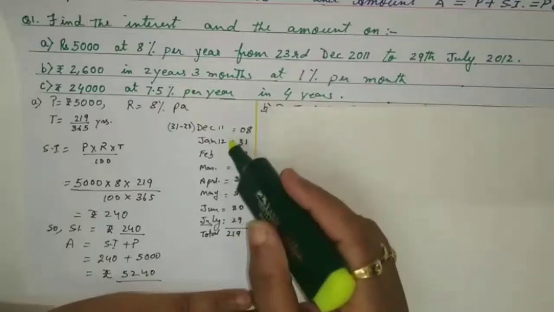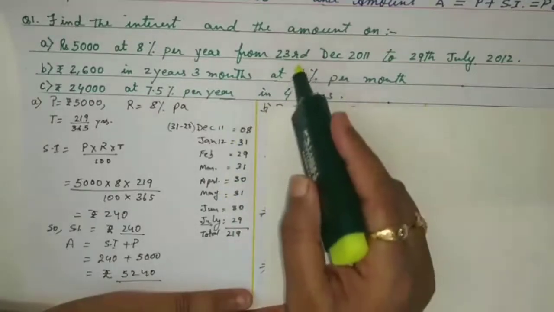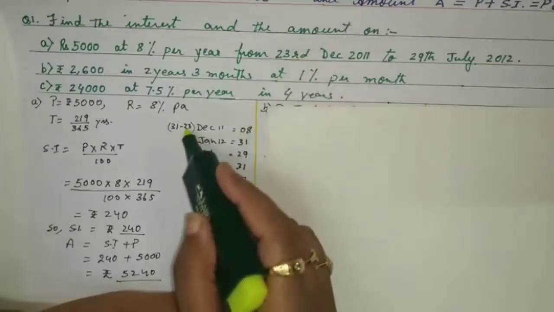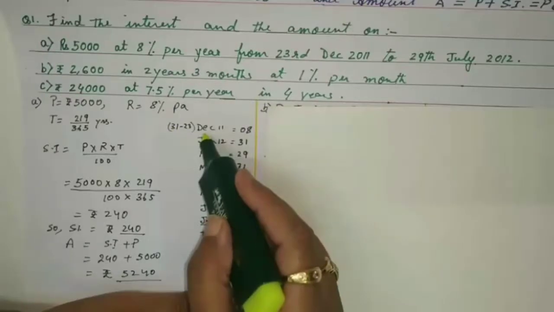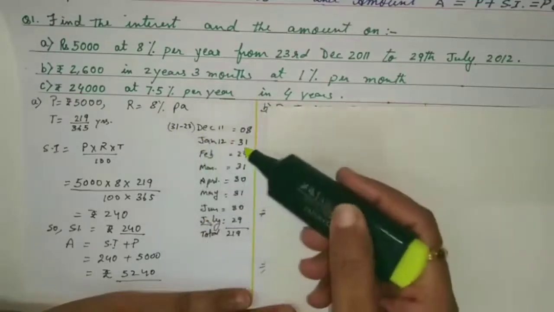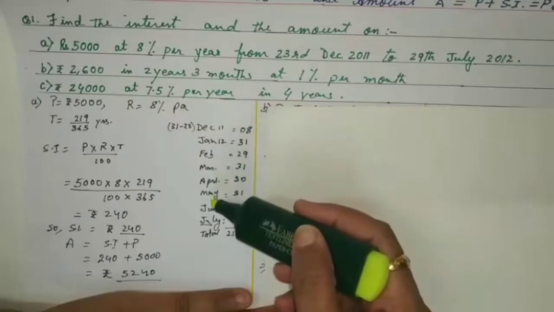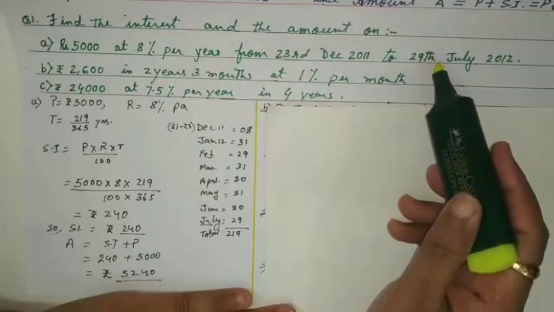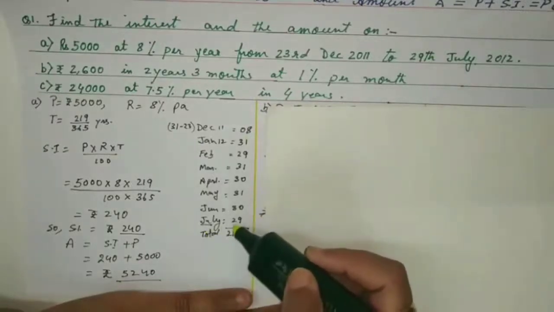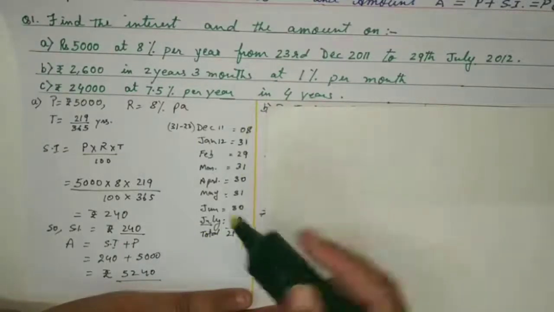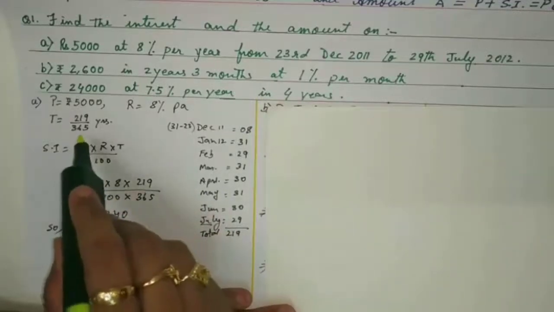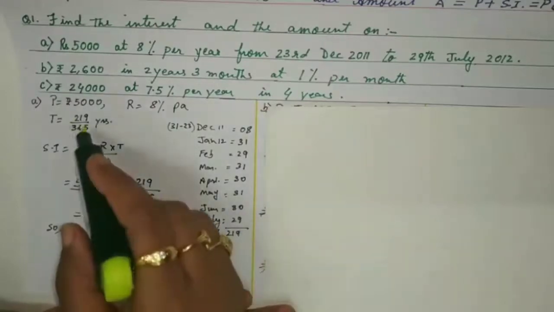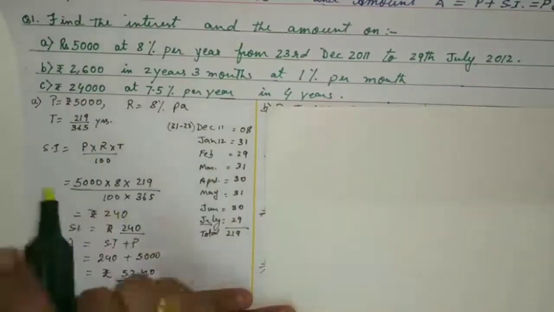So what exactly is done here? The date from which the money is deposited is to be subtracted from the total number of days of that month. Add up all the days of the months in between and the number of days the money is deposited till, like it is 29 July, so July 29 days. Add it up. For time you divide by 365, like here it is 219 total and you divide it by 365, that becomes your time in years.